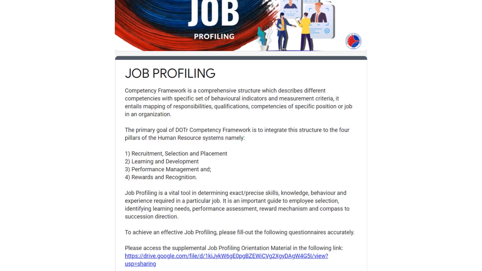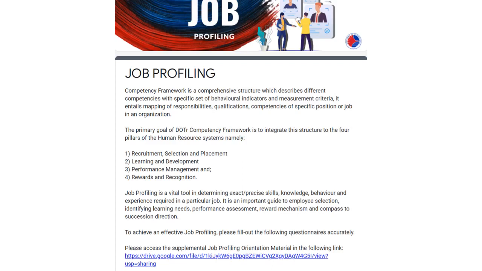So we can also see here that we have the 4 functions as I demonstrated earlier. We have the recruitment, selection, and placement. We use competency-based recruitment, selection, and placement. We use competency-based learning and development. We use competency-based performance management and competency-based rewards and recognition.